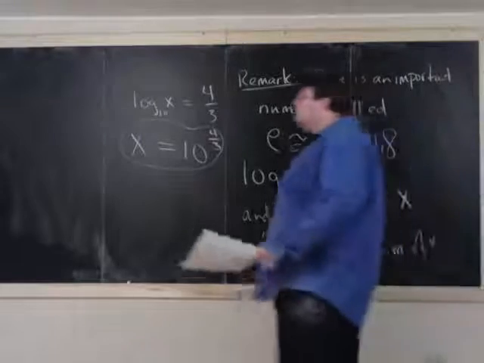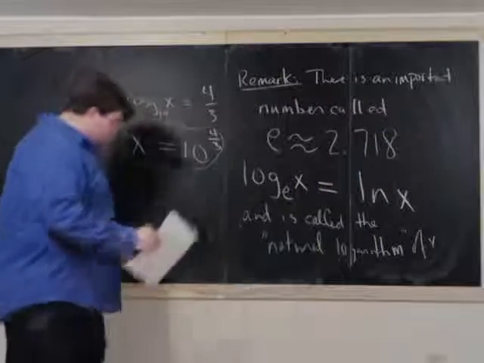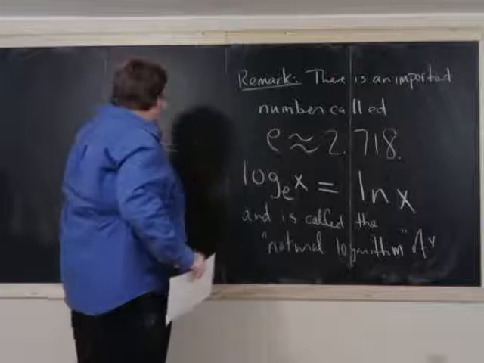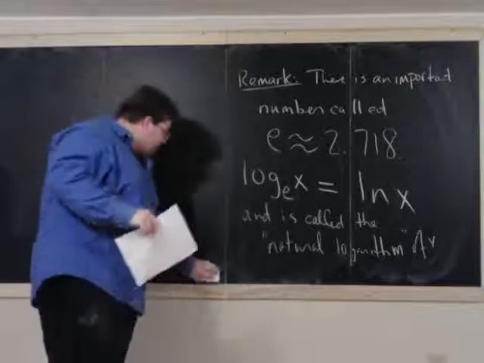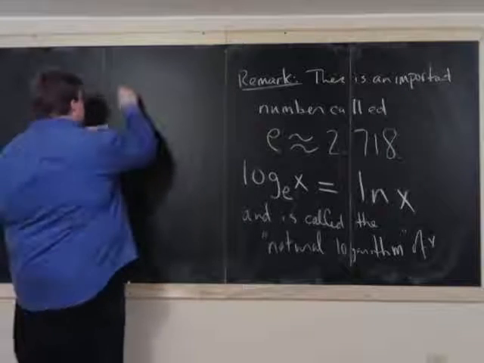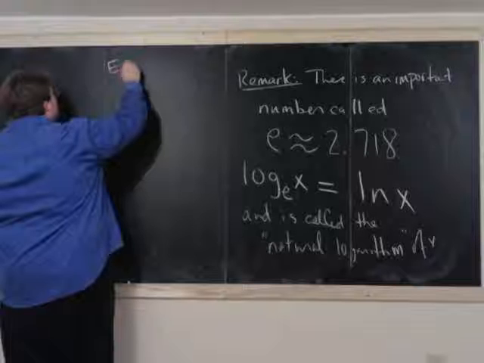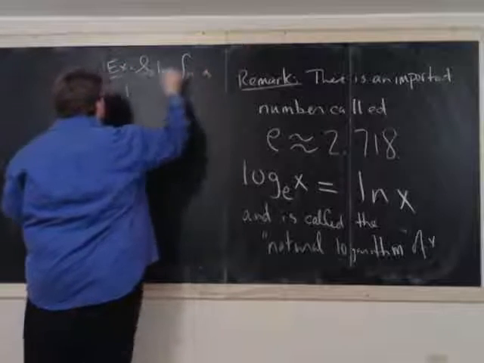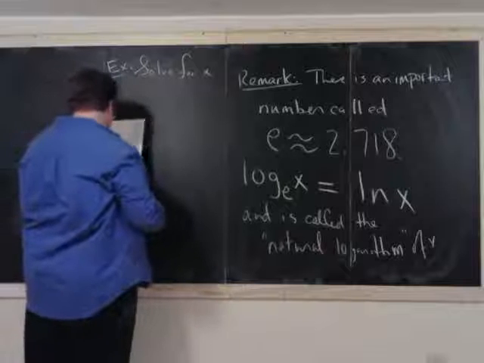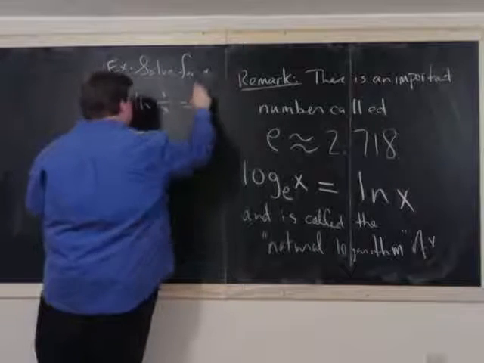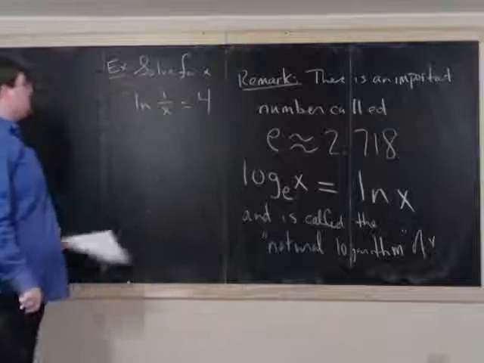And let's just look at an example. Solve this for x. What are we solving for x? ln 1 over x equals 4. Natural log 1 over x equals 4.